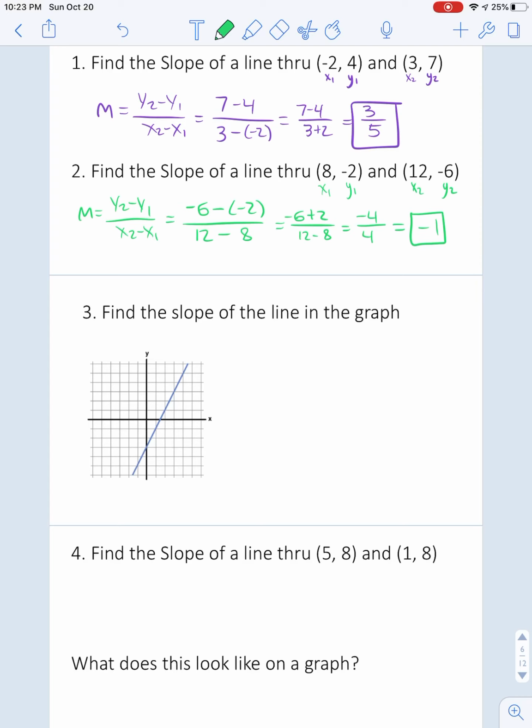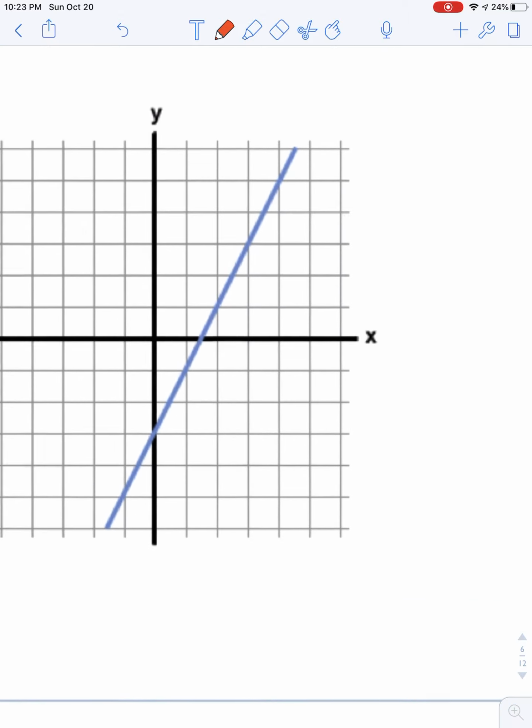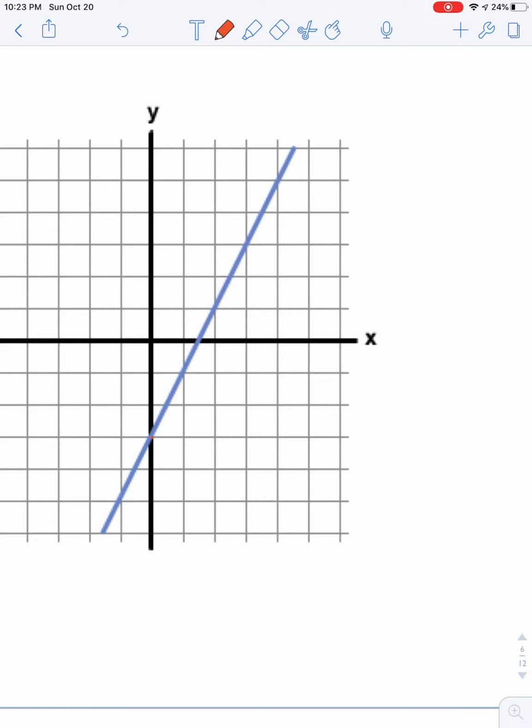Now, number 3 looks different than 1 and 2. In 1 and 2, we were given 2 points. In number 3, we have to figure out 2 points by looking closely on our grid and finding some points. So this point right here, I picked that because it's a nice, what I like to call a grid point. It's a point on the graph that goes directly through one of these little crosshairs, one of these little corners. We look for something that does that. So I found one, and I'm looking for one more. And the other one that I see is right here.